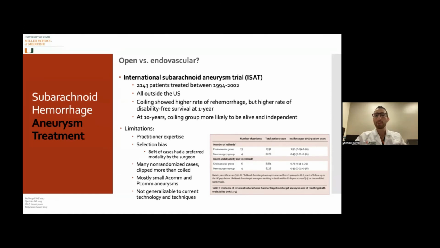Also, the generalizability here is questionable. Most of the aneurysms were small anterior communicating artery and posterior communicating artery aneurysms. So again, these results may not translate to aneurysms in other locations or to larger aneurysms. And perhaps most importantly, this study was done in the 90s, and the endovascular treatment and techniques and technology today are a world away from what existed back then. So again, it may not be generalizable to what we have to offer these days.